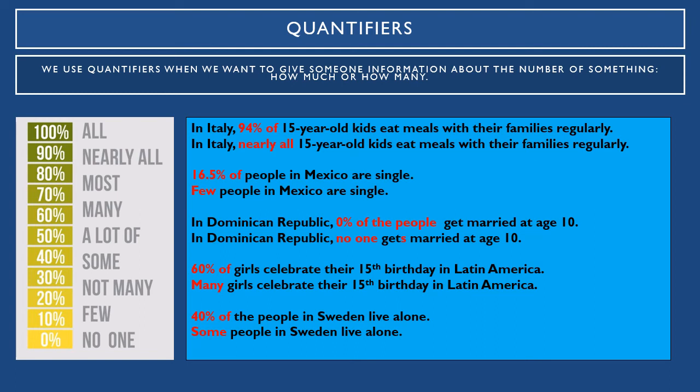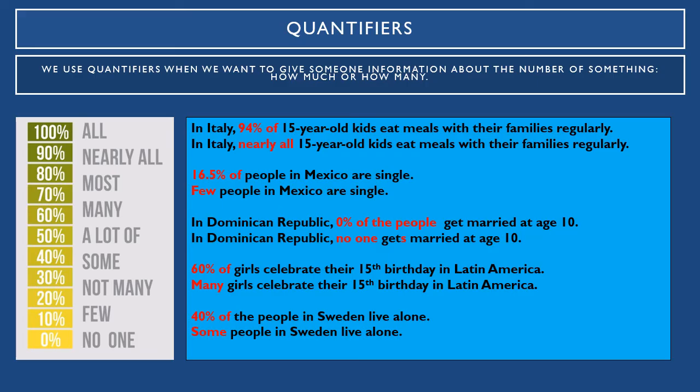The next one, 16.5% of people in Mexico are single. What is similar to 16.5%? Here, few. So we can say few people in Mexico are single, which is similar to 16.5%. The next one, in Dominican Republic, 0% of the people get married at age 10. In Dominican Republic, no one gets married at age 10. If you notice, no one is 0. That means nobody. 0%, no one.